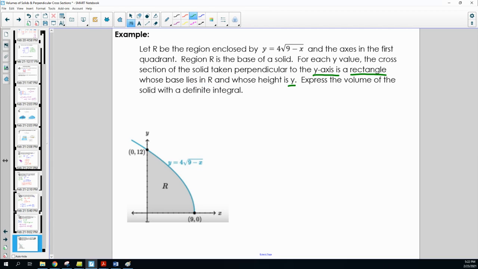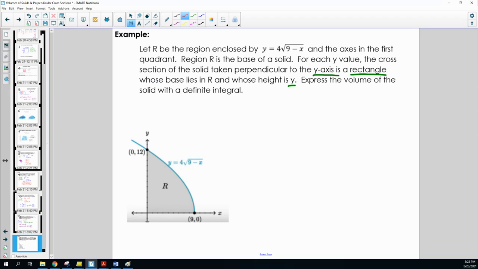So usually when you're dealing with a rectangle shape, they will tell you either what the height is or something about the height so you can figure it out. So since we know the base always has to do with the functions, for the height itself, they have to give you some further information. So here we don't have to solve it, it just says express the volume of the solid with a definite integral. So we know since we're doing it perpendicular to the y-axis that we're going to be using dy for the width. So our entire volume has to be in terms of y, it can't be in terms of x.